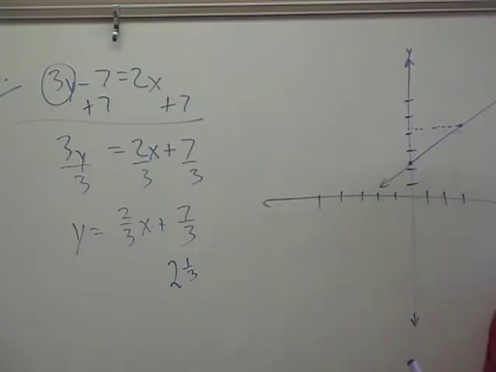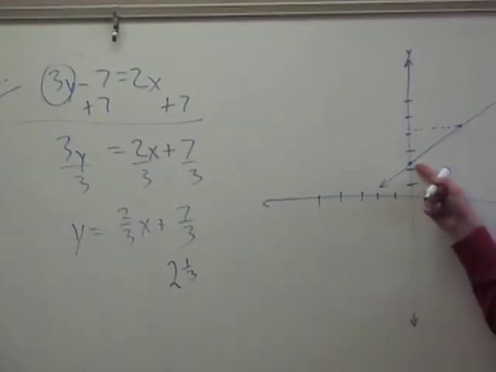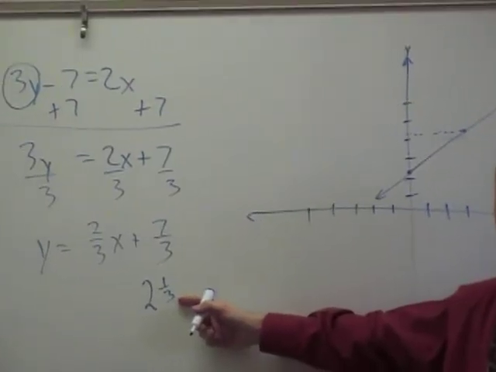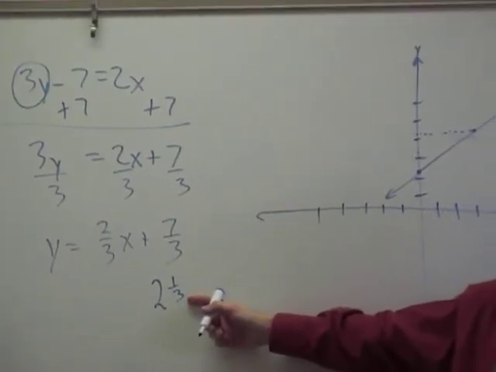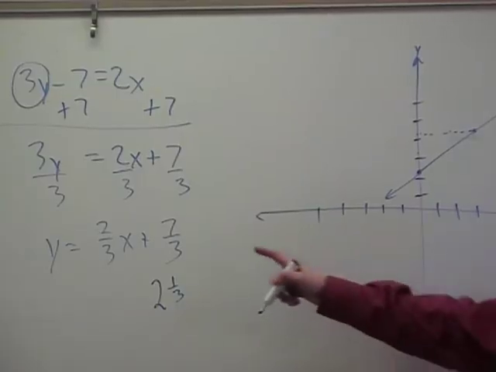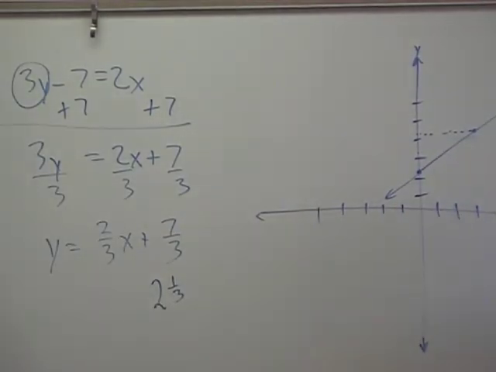Got 2 and 1/3? I said that's 2 and 1/3. That's B. You start at B, and you rise 2 and run 3. Make sure, if you're in between hash marks, that you stay in between the hash marks. Okay, got it? We haven't done the other equation.